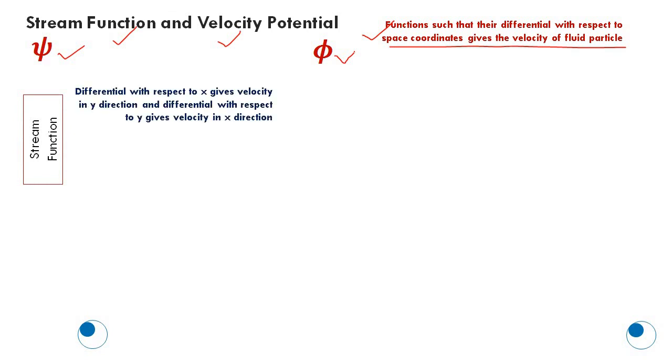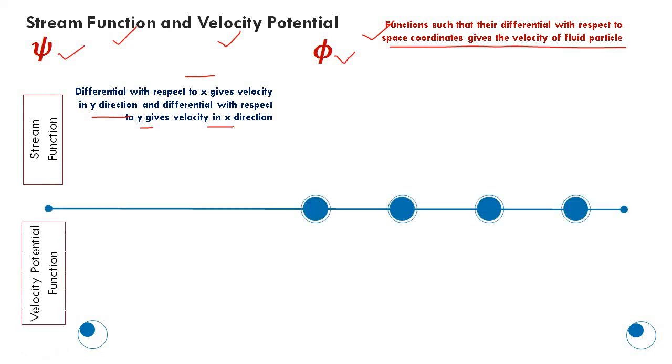So the stream function is represented using the symbol psi. Okay, this is the symbol psi, and the velocity potential function using the symbol phi. So psi and phi are the respective terminologies. And the stream function is defined like this: if you differentiate the stream function with respect to x, it gives the velocity in the y direction. And if you differentiate with respect to y, it gives the velocity in the x direction. That is, dou psi by dou x gives the velocity in the y direction, that is v. Similarly, dou psi by dou y gives the velocity in the x direction.